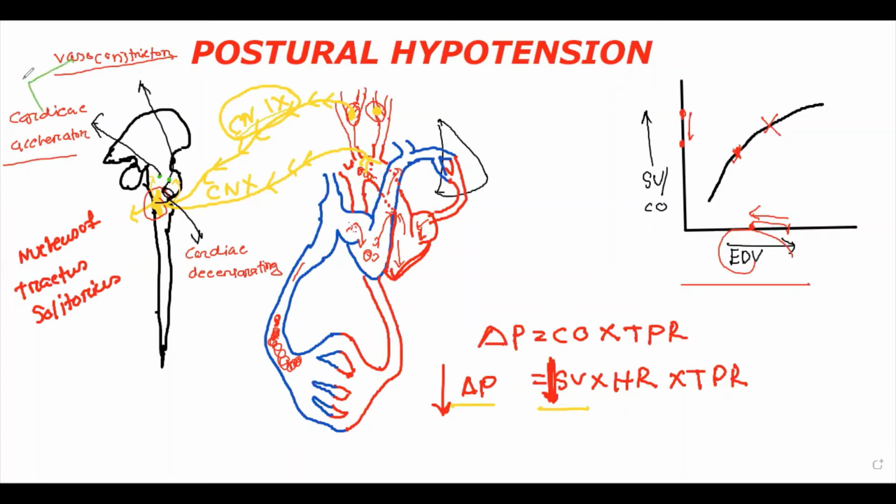These two centers are mainly components of our sympathetic nervous system. So in a nutshell, we can say our nucleus tractus solitarius is eventually activating our sympathetic nervous system, and this cardiac decelerating center, which was inhibited by our nucleus tractus solitarius, is mainly our parasympathetic nervous system. In a nutshell, we can say nucleus tractus solitarius deactivates our parasympathetic nervous system.